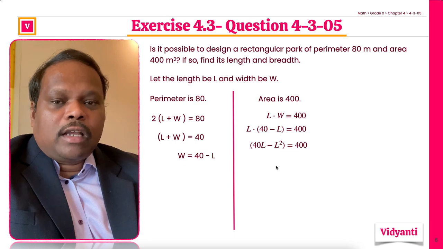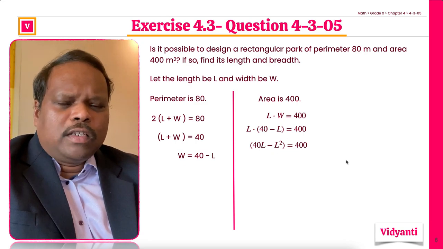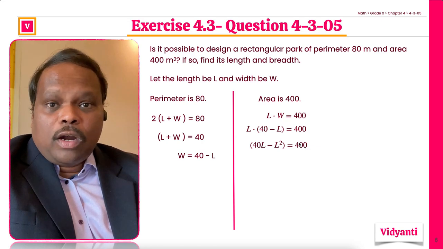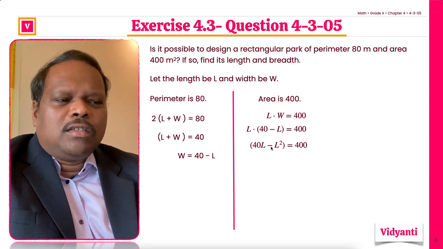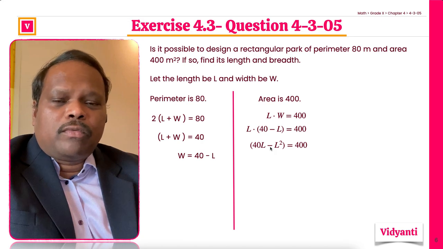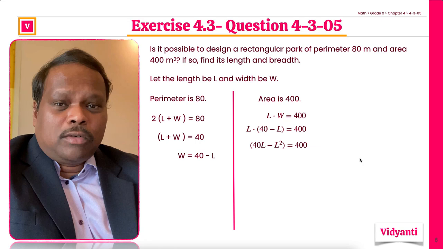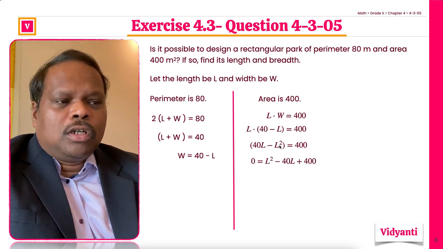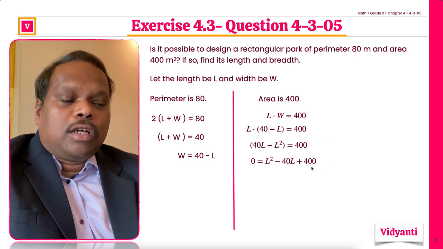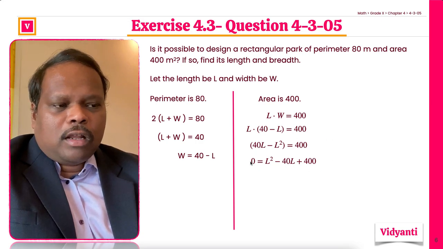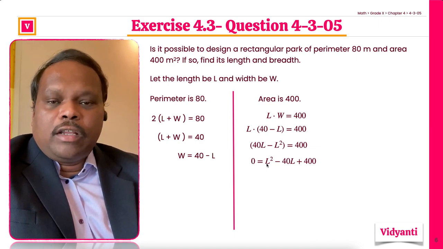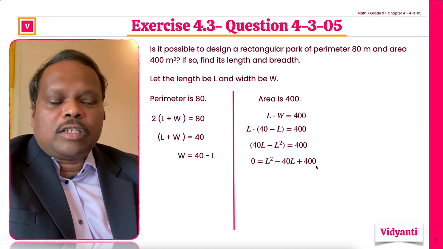We want to make that a quadratic equation, so let us bring everything to one side. We could bring this 400 to the left hand side, but since we have this negative L square, I would prefer transferring this negative L square to the other side. So it will become positive. So L square goes on the other side. 40L also goes on the other side, becomes negative 40L. Now there is nothing on the left hand side. So now this is in quadratic form, ax square plus bx plus c.